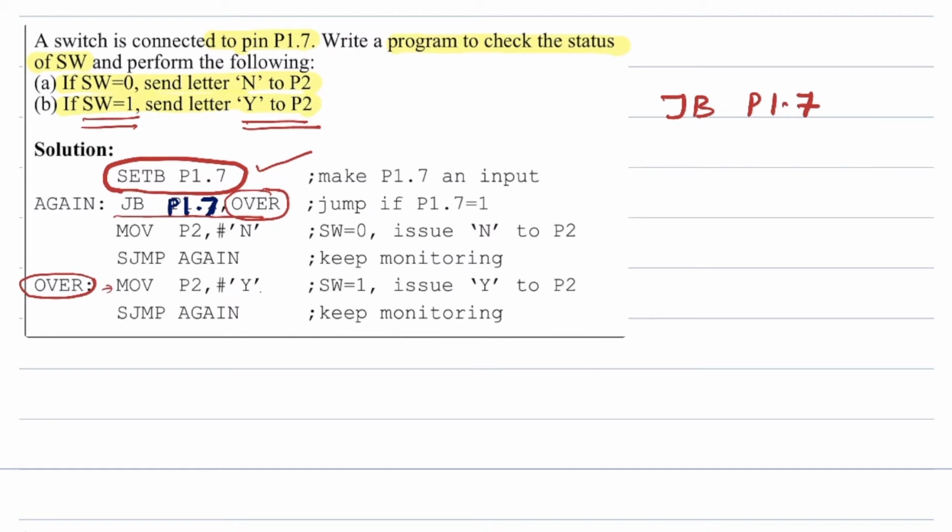If this P1.7 bit is 1, then P2 will be the ASCII equivalent of the letter Y. The ASCII equivalent of letter Y can be sent to P2 just by writing this line: MOV P2, immediate data, hash and the ASCII value. You must remember to put the quotes. Without the quotes, this will give an error. When you put the quotes, it will convert this Y into an ASCII value, as if you are writing that particular ASCII value. What is the ASCII value of Y?